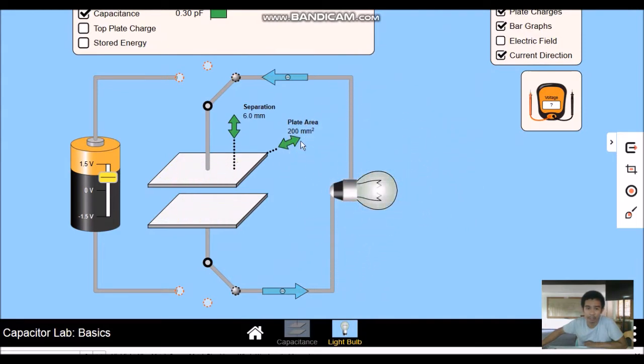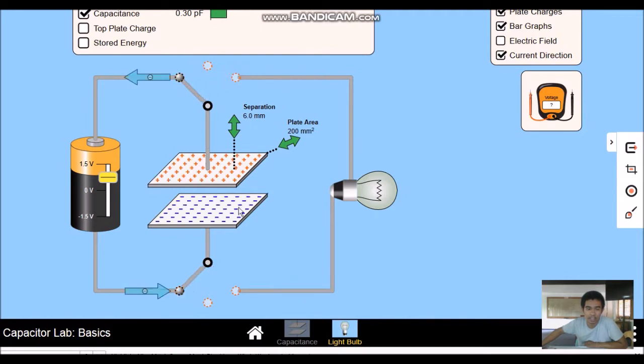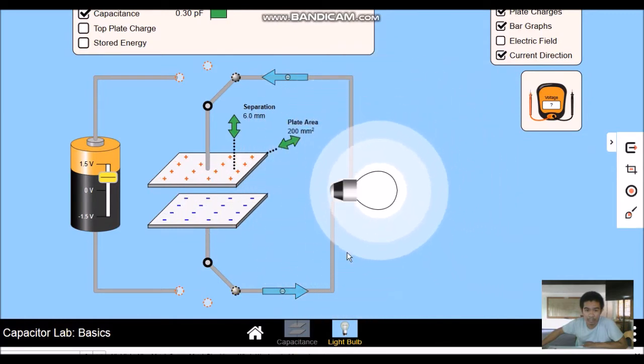Okay, so when you charge the capacitor, electrons will flow from this plate to that plate. So this plate will become positively charged and this plate will become negatively charged. And then when you connect to a device like a computer or bulb, or any device that uses a capacitor, the flow of electrons will be from this plate to that plate.